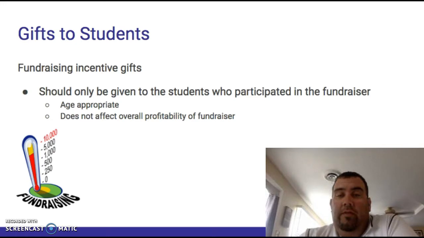The prizes or the incentives also have to be age appropriate, and it can't affect the overall profitability of the fundraiser. So, if we raise $500, we can't spend $475 on incentive gifts.